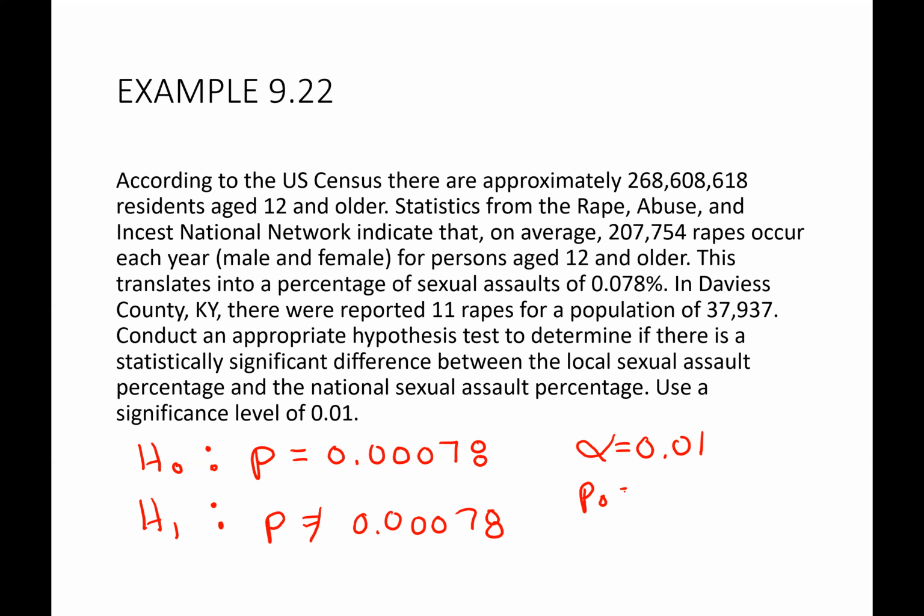P sub 0 is 0.00078. What do we have? 11 out of what, 37,937?